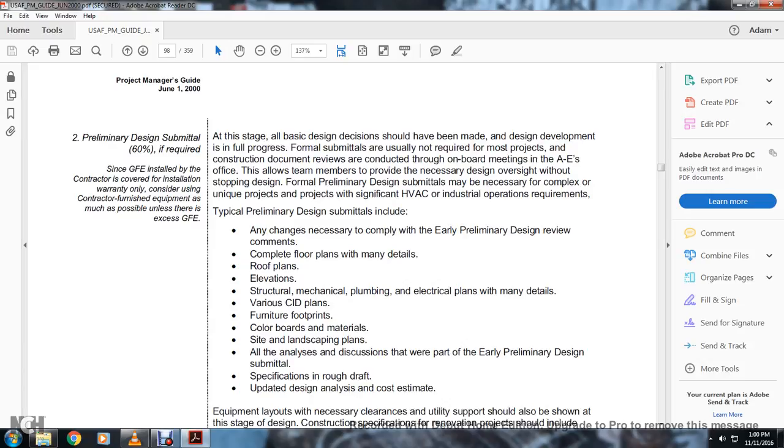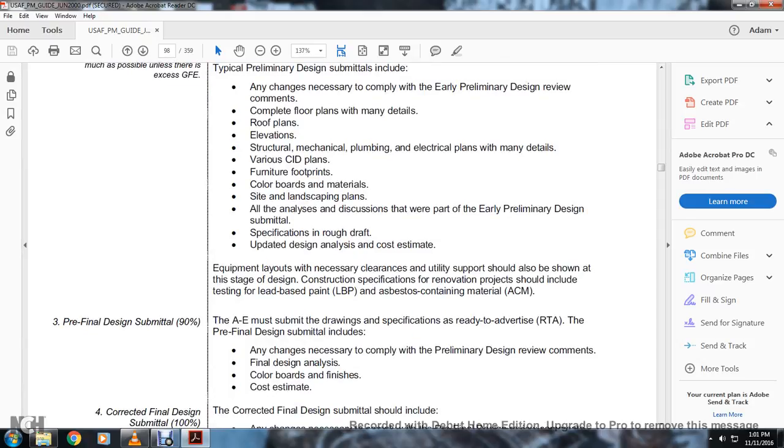Review that the content is complete with the floor plans, detailed roof plans, elevations, structural, mechanical, plumbing, and electrical plans, with detailed comprehensive interior design plans, furniture footprints, color boards, material samples, site and landscaping plans. All analysis discussions that were part of the earlier preliminary design submittal, specification rough draft, updated design analysis, and the cost estimate. Equipment layouts with the necessary clearances and utility support should be shown in the state of the design. Construction specifications for renovation projects should include testing for lead-based paint and asbestos-containing material.